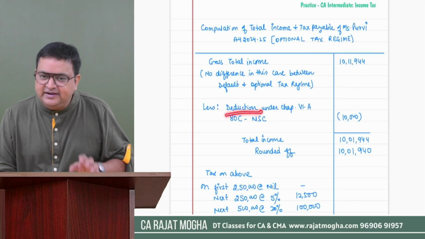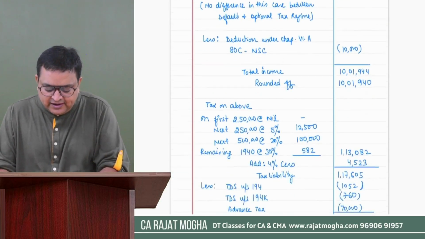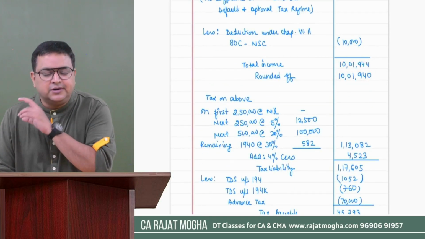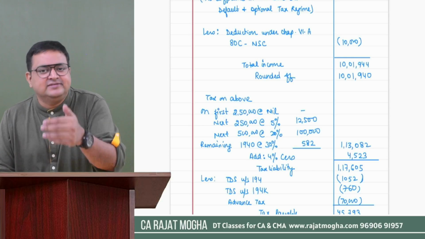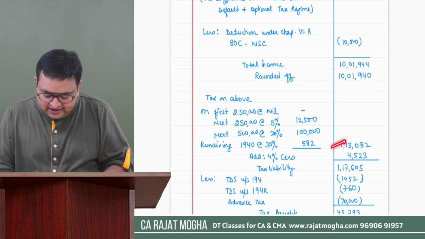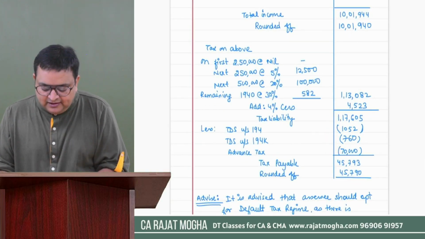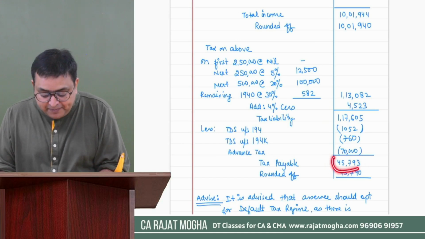And we have a deduction under 80C, which is available under the optional scheme, of 10,000. This becomes our total income. We have rounded it off. Although there was no special income, we can easily apply the slab rate on the entire income. So this is our tax plus cess, and this becomes our tax liability. And again, TDS, TCS and advance tax we have already discussed. This is the tax payable now.